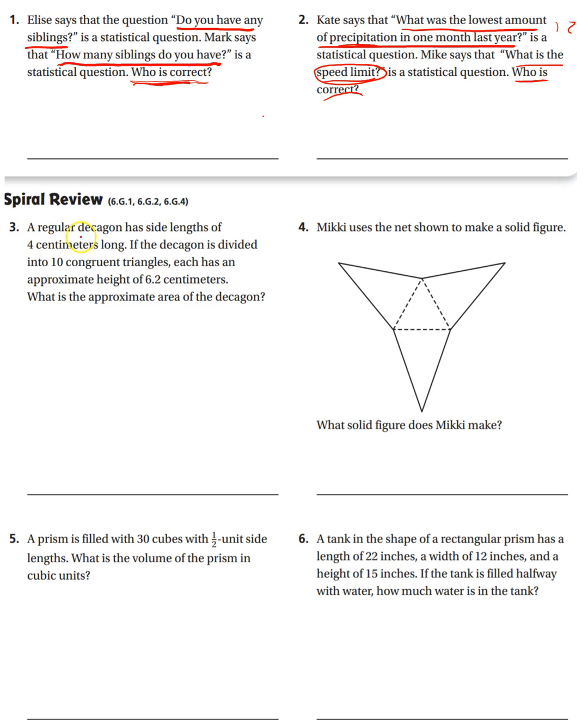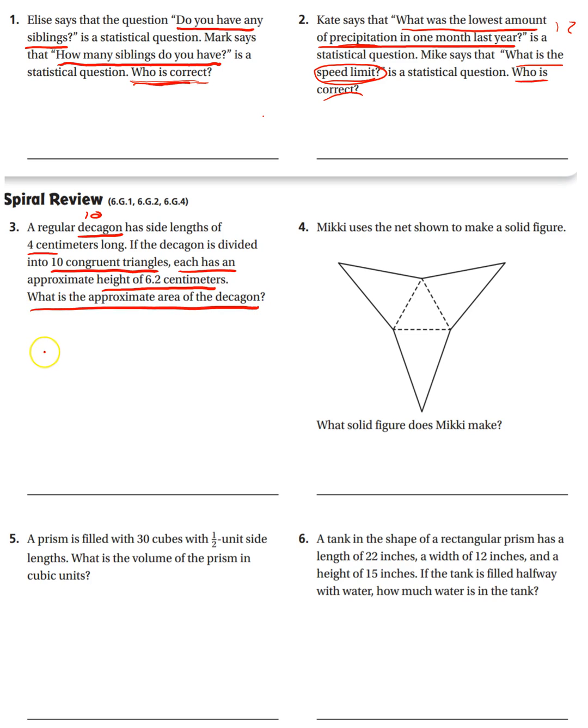Okay, number 3, a regular decagon. Decagon has 10 sides, has side lengths of 4 centimeters. If the decagon is divided into 10 congruent triangles, each has an approximate height of 6.2 centimeters. What is the area of the decagon?